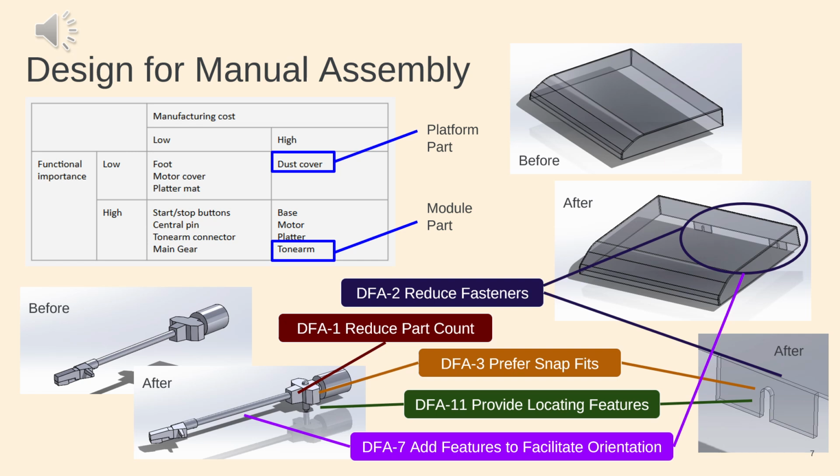For the dust cover, we added two hinges with U-shaped notches to allow for a snap fit to the base and to reduce the need for fasteners. This also allows us to orient the cover to the base, helping with DFA 2, 3, 11, and 7. For the tone arm, we combined it with the tone arm connector as one coherent part to help with DFA 1 and allow us to orient and snap fit the tone arm connector to the base more easily, as shown in 3, 11, and 7.